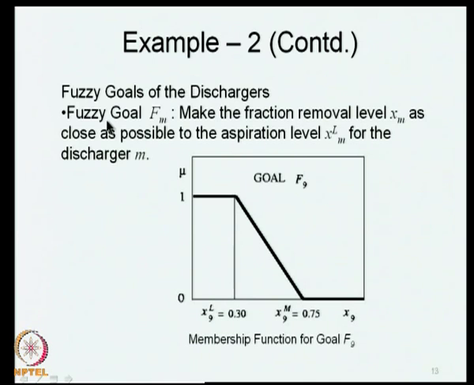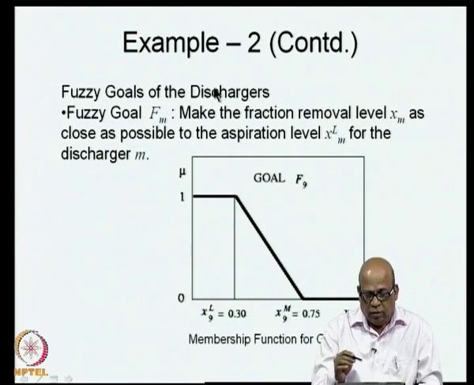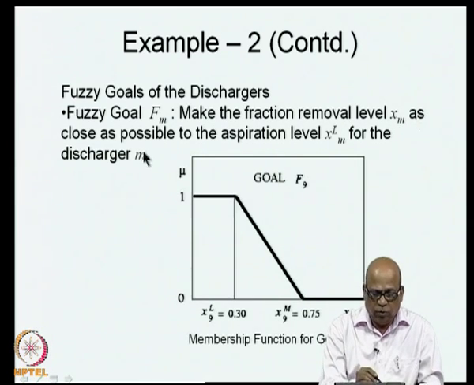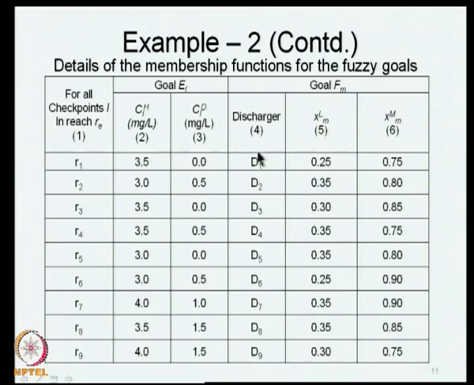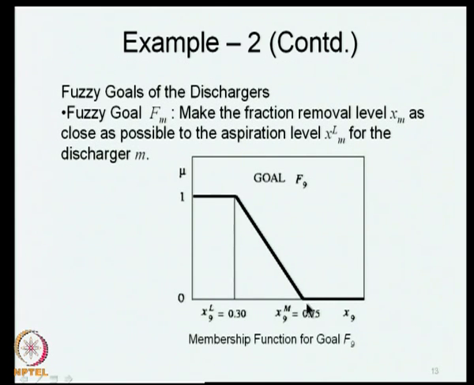Similarly, now you look at the fuzzy goal of the dischargers. The fuzzy goal can be stated as make the fraction removal level XM as close as possible to the aspiration level XLM for the discharger M, that is the fuzzy goal, which means we are saying the lower the better. So, for example, at the discharger 9 you look, go back to the data and see for the discharger 9, we are saying that XM is 0.75 and XL is 0.30, and therefore this is 0.75 and 0.30. So, like this, for each of the dischargers you define the fuzzy membership functions.